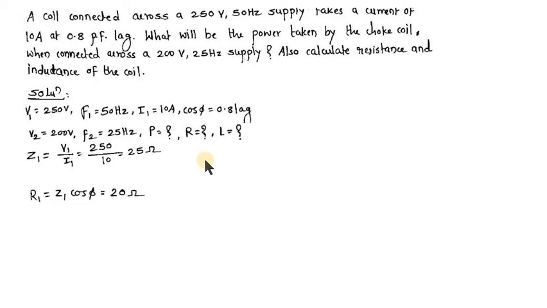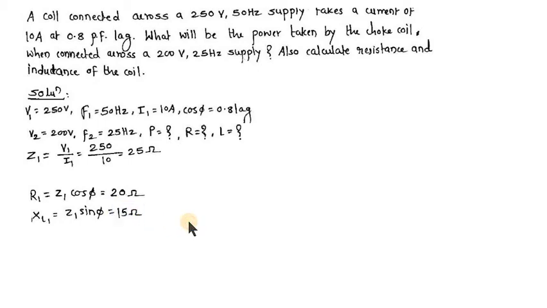Okay. It also means that R1 can be found out by using a simple formula, R is equal to Z cos phi. So in this case I should write R1 is equal to Z1 cos phi. So I get the resistive part of the coil as 20 ohm and the inductive reactance part as 15 ohm.